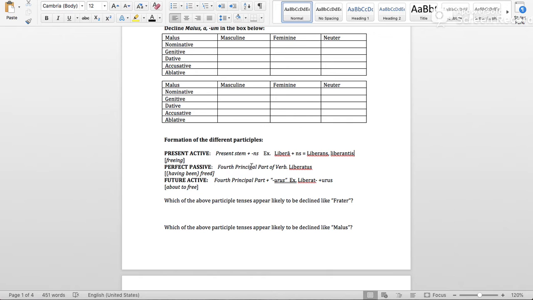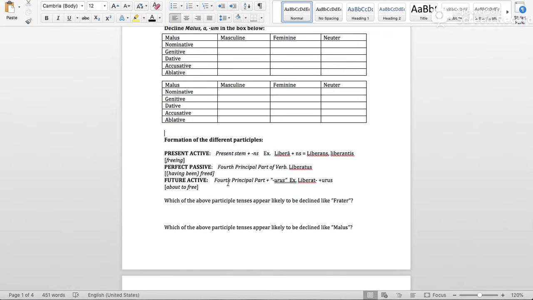Perfect passive now is the fourth principal part. So you have libero, liberare, liberavi, liberatus. And now we're going to take this fourth principal part, and no matter what verb it is, you just take the fourth principal part, and that's going to be your perfect passive participle. So here we see that I put the translations of each of these participles below to give you a sense of how to translate them in a sentence.